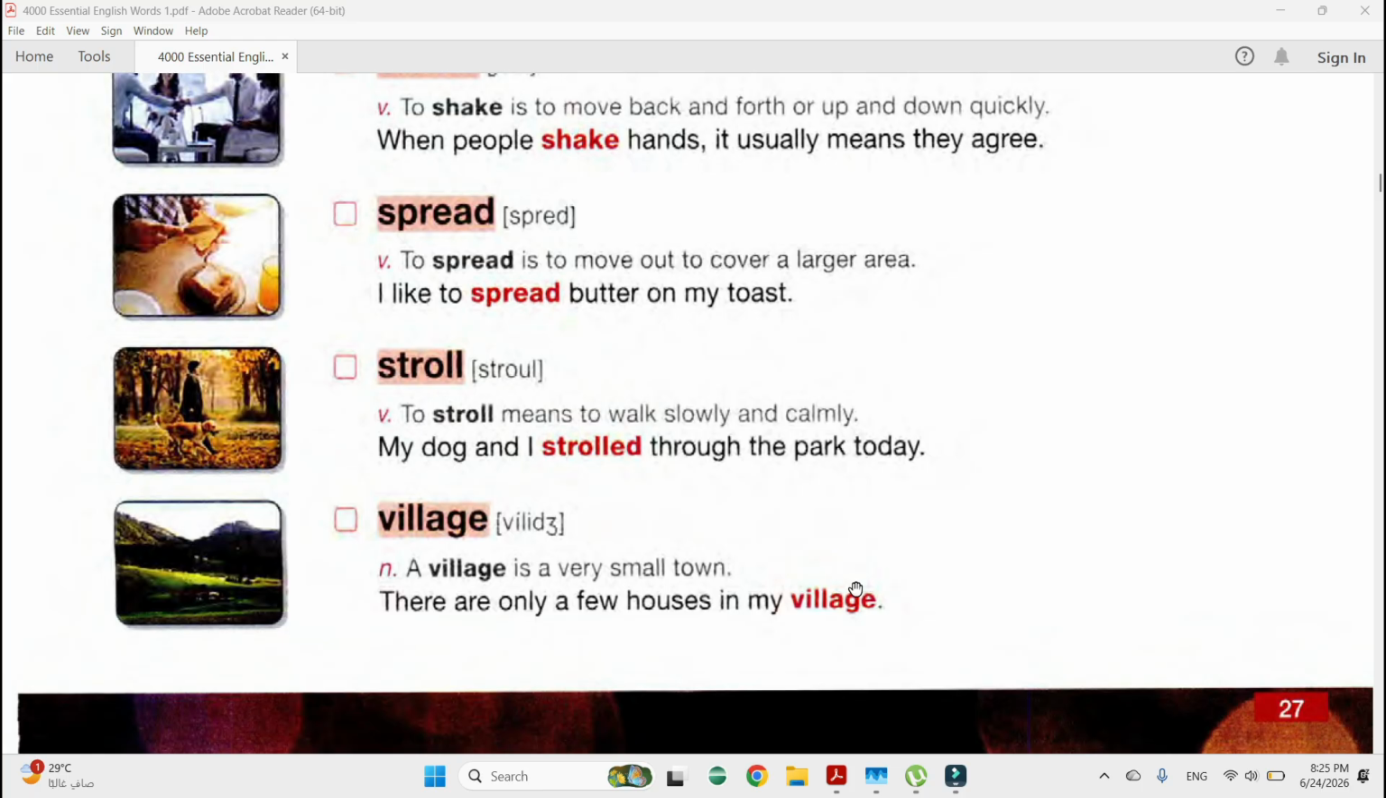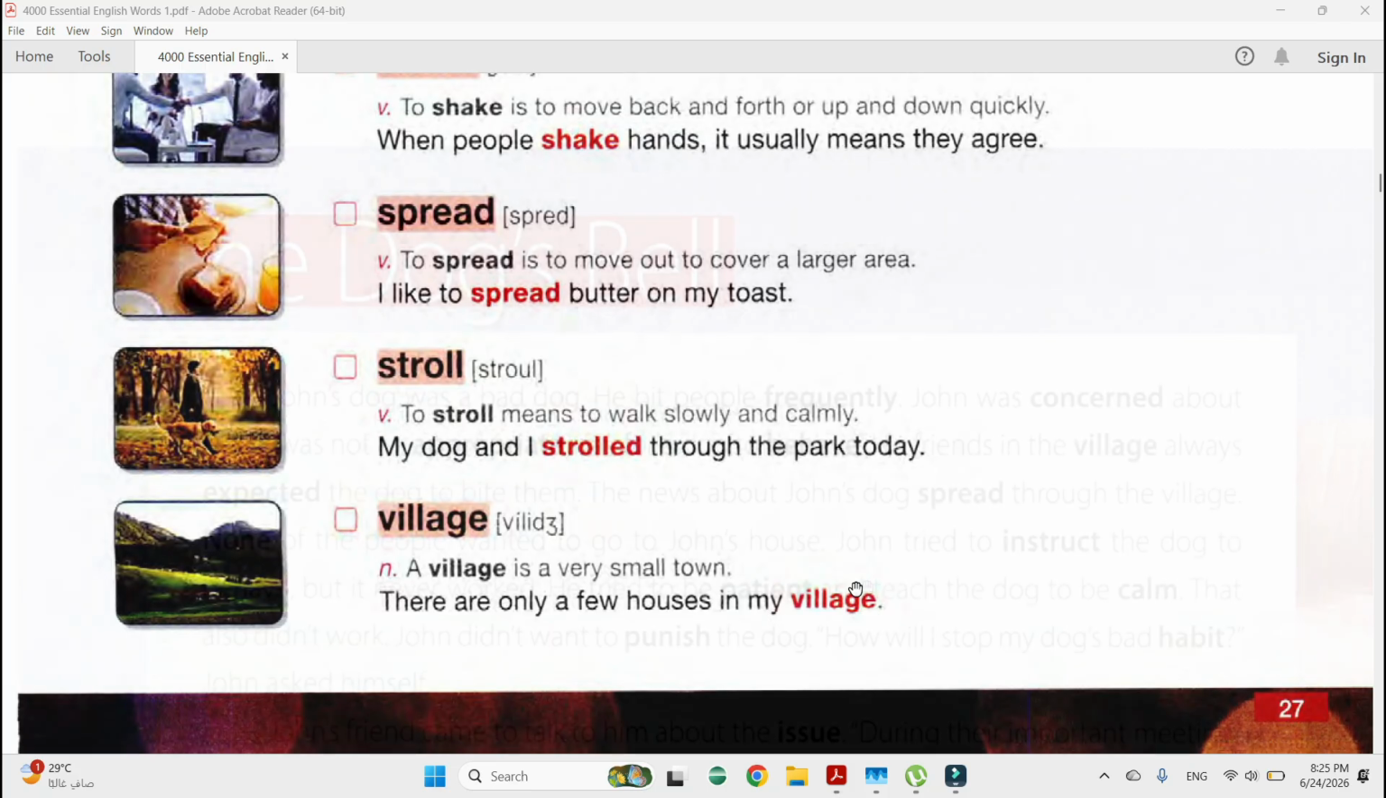Village. A village is a very small town. There are only a few houses in my village.